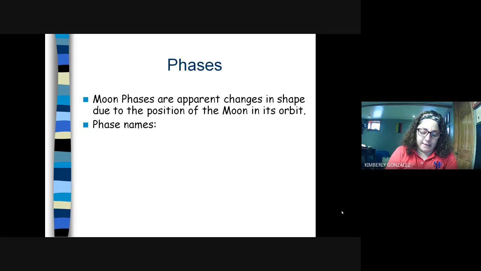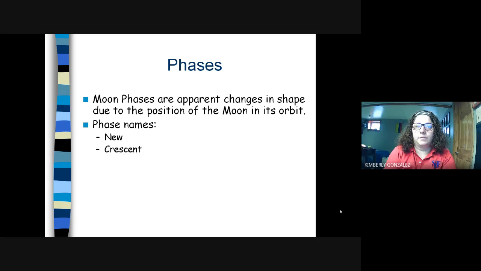Okay, the phase names. We're not getting into the nitty gritty yet. These are just the basic names. You need to memorize the names and what they look like in the picture. So first we start off with a new moon. The new moon is when it is completely black, or where it looks like it disappears.